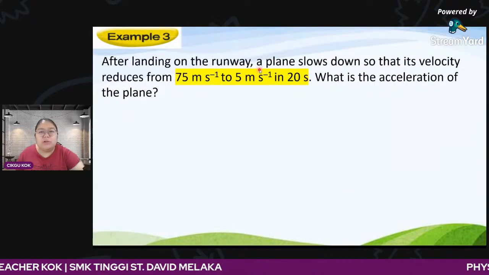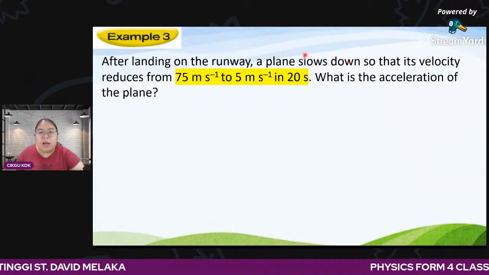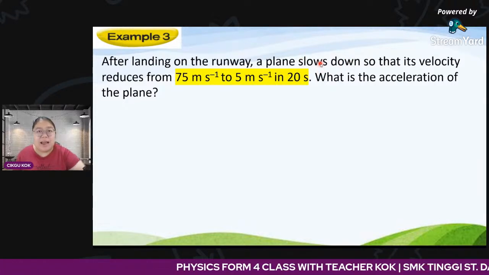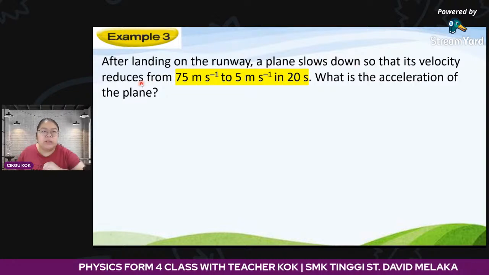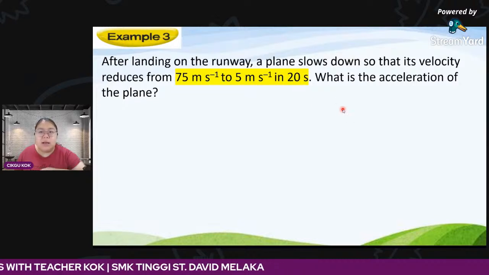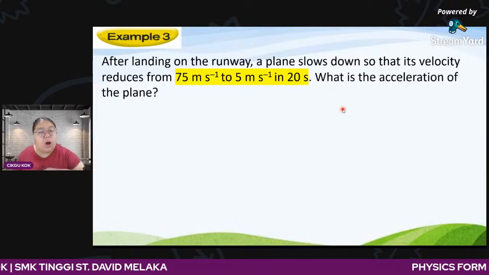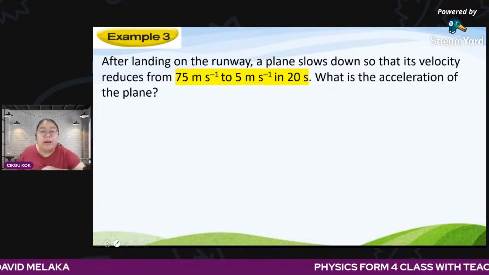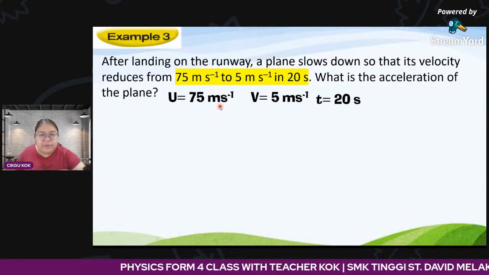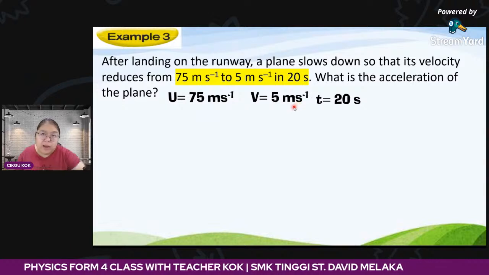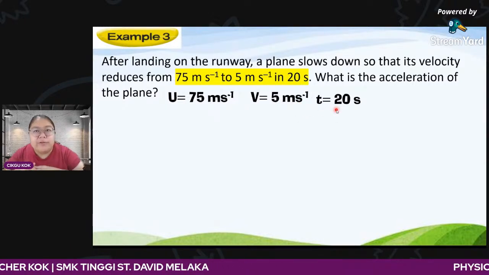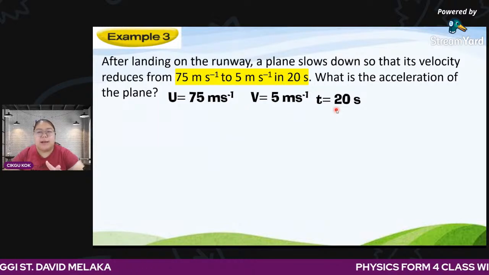After landing on the runway, a plane slows down. Slow down is a keyword. Slow down, that means later your acceleration sure got negative. Okay, the velocity decreases from 75 to 5 in 20 seconds. So what is the acceleration of the plane? Okay, now we go and write the info first. Okay, initial velocity is 75. Okay, final becomes 5. Okay, the time taken is 20 second. So please find for me what is your acceleration.